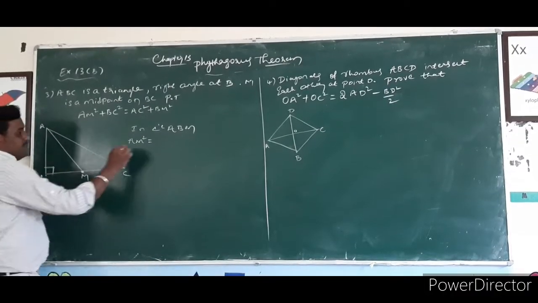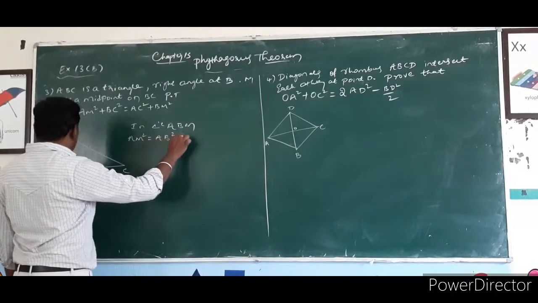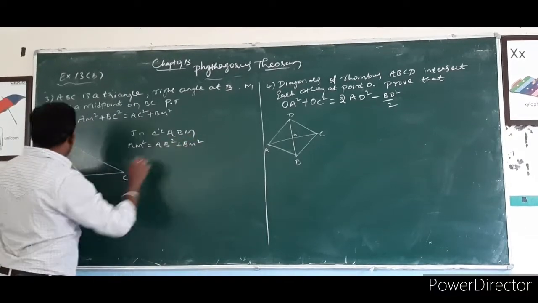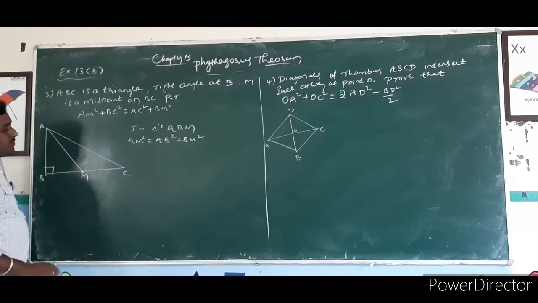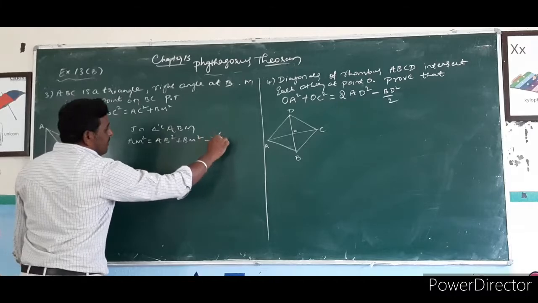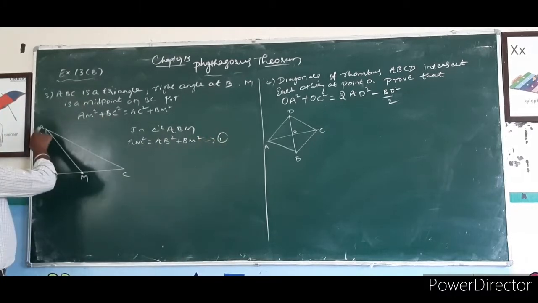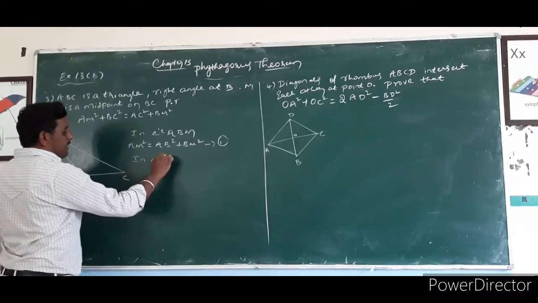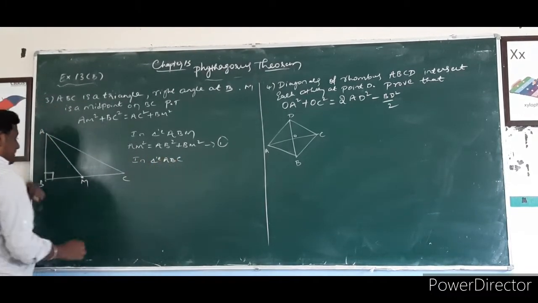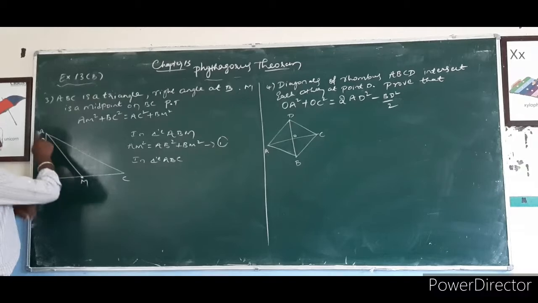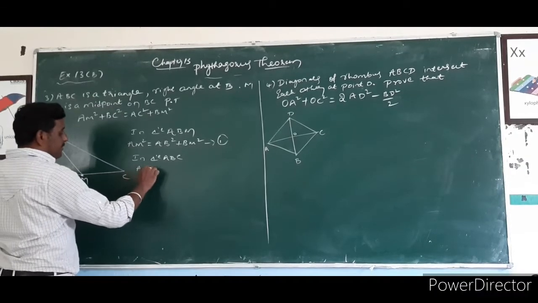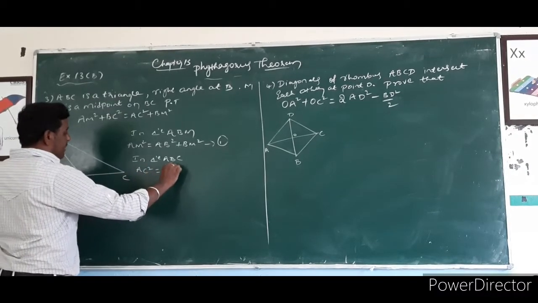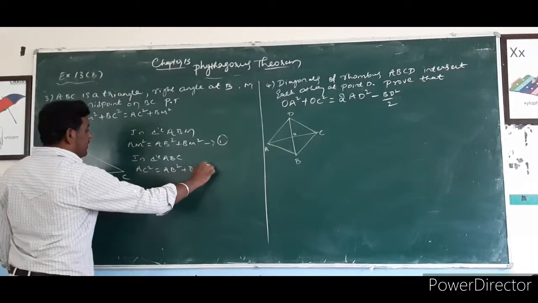In triangle ABM, AM square is equal to AB square plus BM square. So this is equation number 1. Next we can consider the triangle ABC. In triangle ABC, apply Pythagoras theorem: AC square is equal to AB square plus BC square.